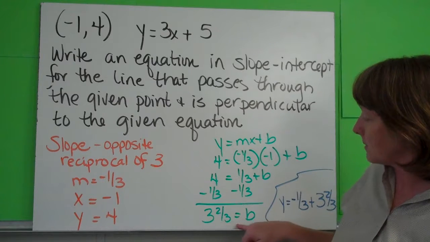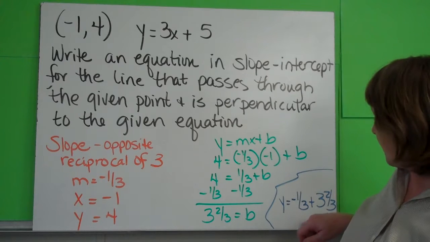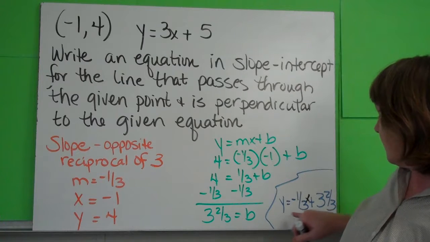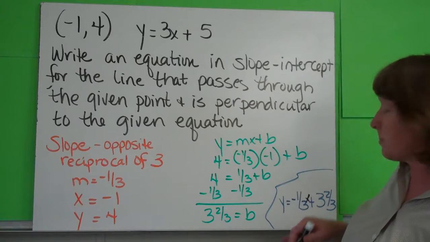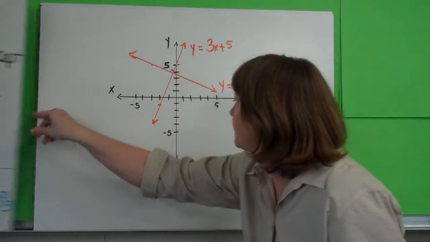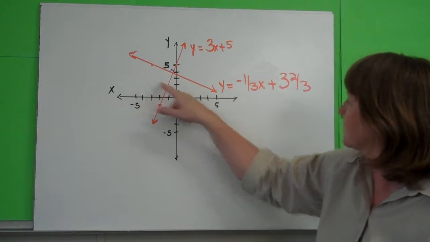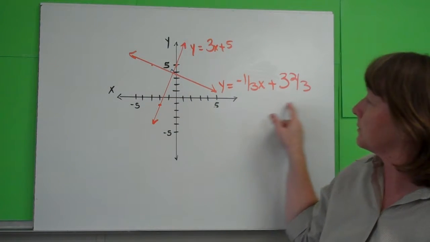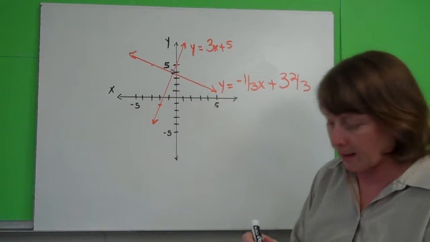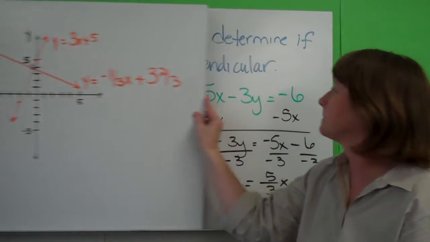for b. b ends up being 3 2/3. So our equation is y equals -1/3 x. Oops, there should have been an x right there, so glad we caught that. And so it's y equals -1/3 x plus 3 2/3. If we were to graph these, you can see this is y equals 3x plus 5. This is y equals -1/3 x plus 2/3. They cross at this point right here, and you can see the right triangle and the 90-degree angle on that. So these are perpendicular lines.